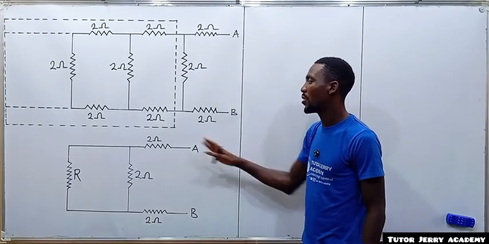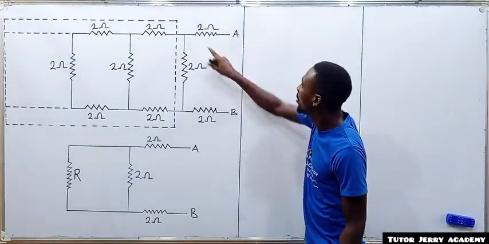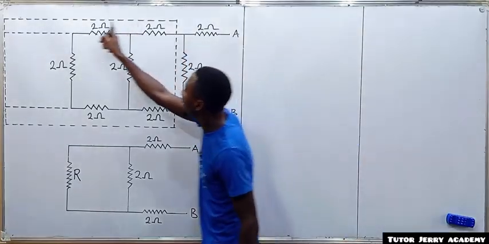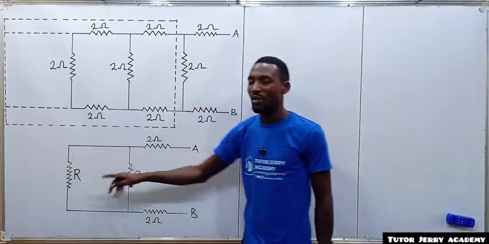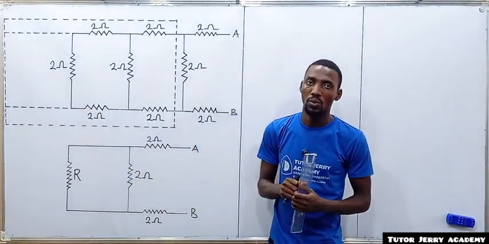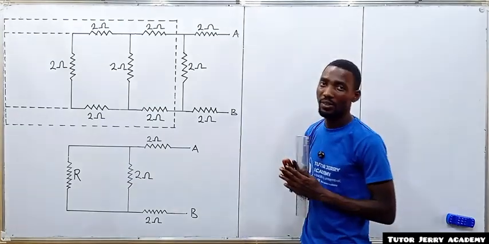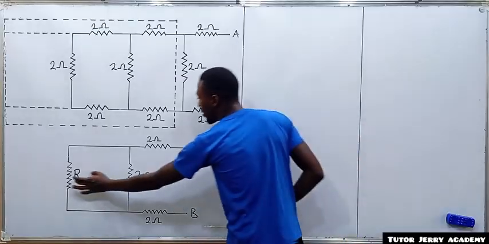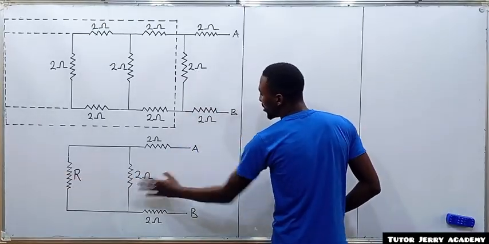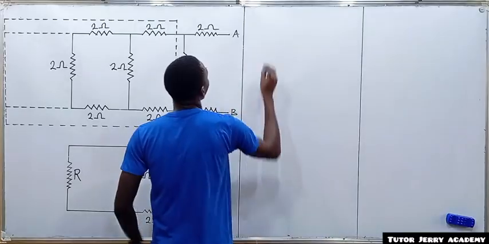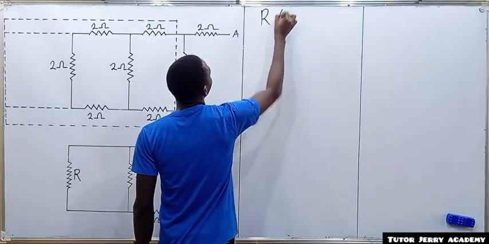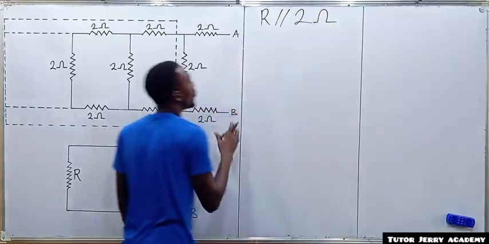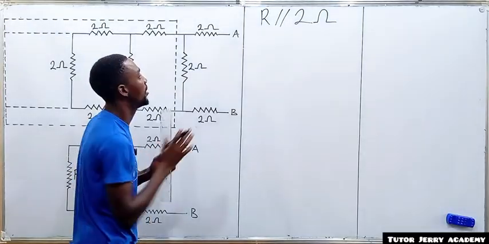So as you can see, below is the diagram of the first part. Then we have replaced this infinite part with R, connected in parallel to the first part. I hope you understand that. Now you are going to observe that this R here is in parallel with these 2 ohms, right? So R is parallel to 2 ohms. All right, so we can resolve this first.